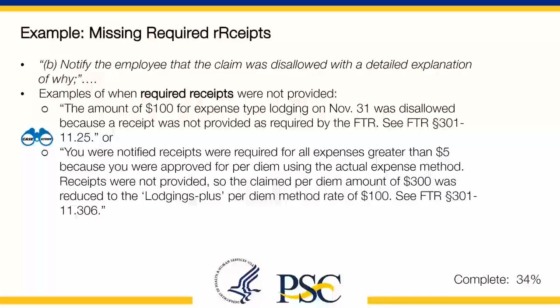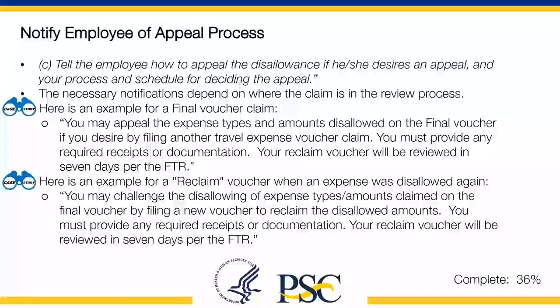C. Tell the employee how to appeal the disallowance if he or she desires an appeal, and your process and schedule for deciding the appeal. The necessary notifications depend on where the claim is in the review process. Here's an example for a final voucher claim. You may appeal the expense types and amounts disallowed on the final voucher if you desire by filing another travel expense voucher claim. You must provide any required receipts or documentation. Your reclaimed voucher will be reviewed in 7 days per the FTR.